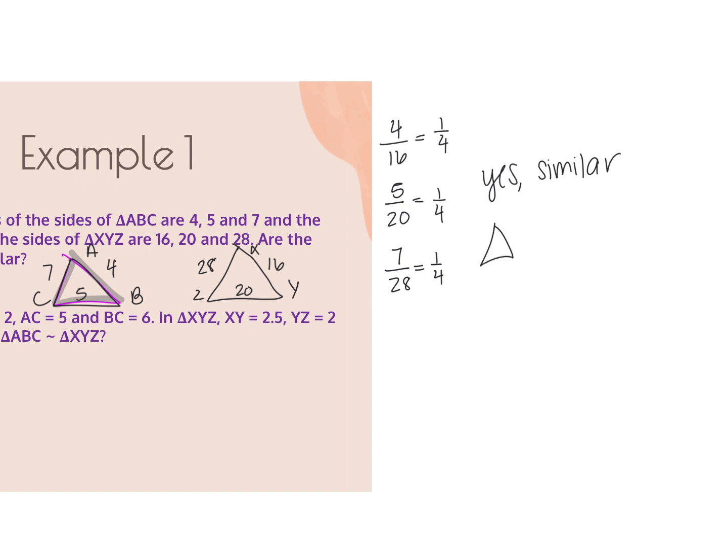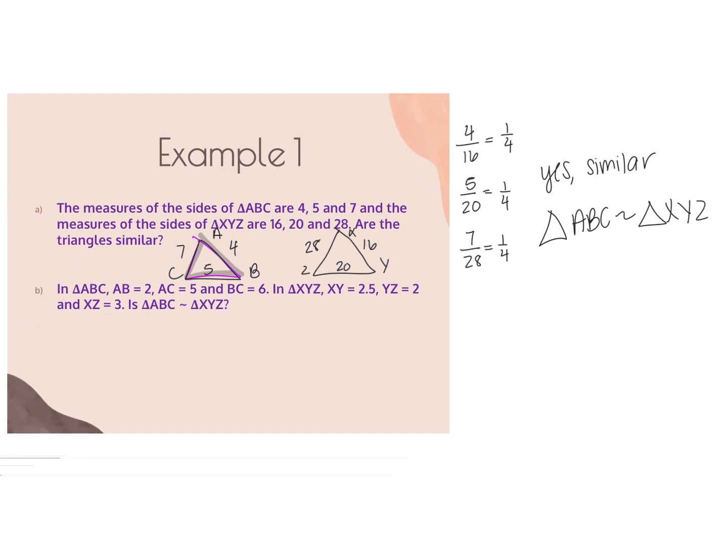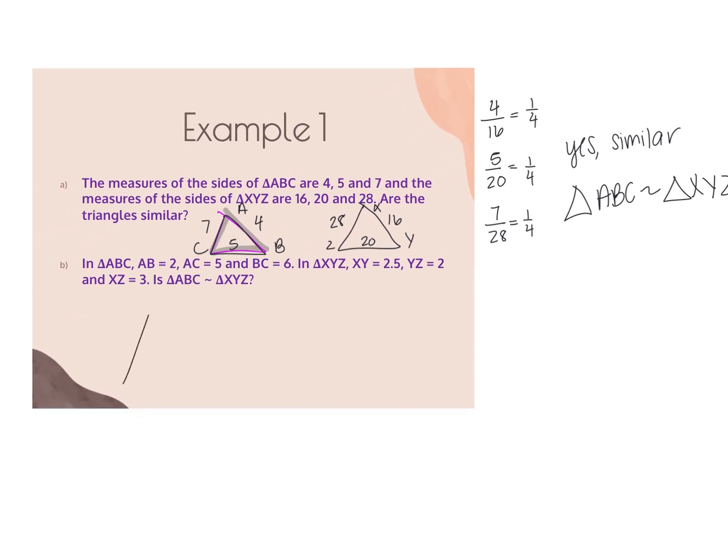And normally if they're similar, write a similarity statement. So triangle ABC is similar to triangle XYZ, and that's for A. All right, looking at B, it says triangle ABC: AB is 2, AC is 5, BC is 6. And triangle XYZ: XY is 2.5, YZ is 2, and XZ is 3.